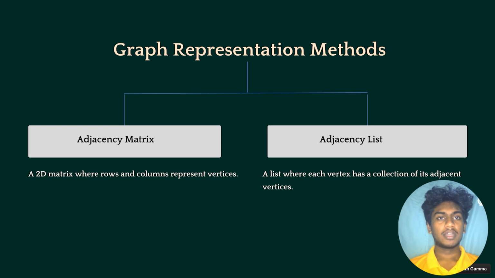Graphs can be represented in different ways depending on the application. First one is the adjacency matrix, a 2D matrix where rows and columns represent vertices. The entries indicate whether an edge exists between pairs of vertices and can include weights in weighted graphs. Second one is the adjacency list, a list where each vertex has a collection of its adjacent vertices. This is more memory efficient for sparse graphs. These representations help implement graph algorithms efficiently.